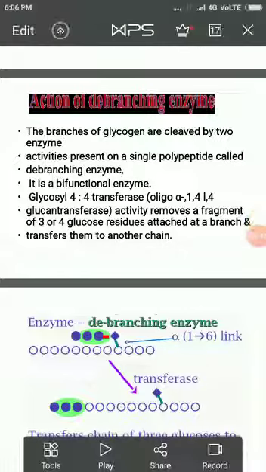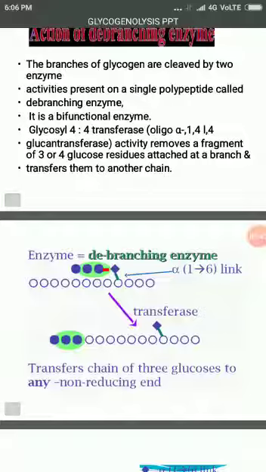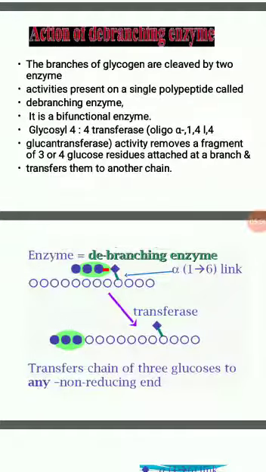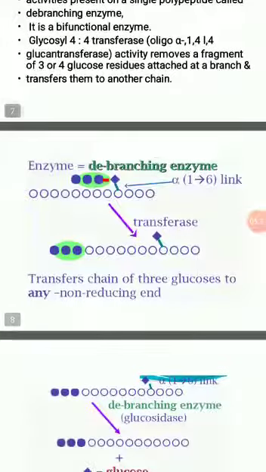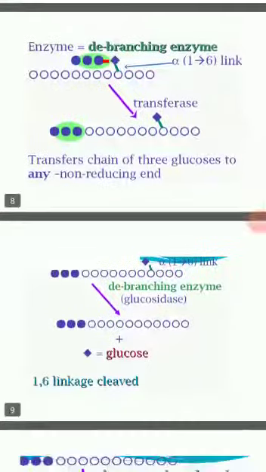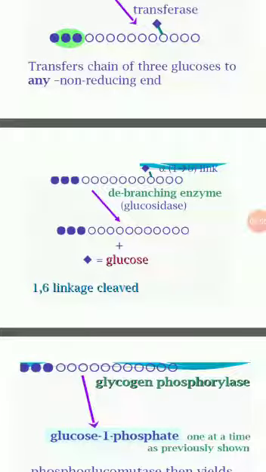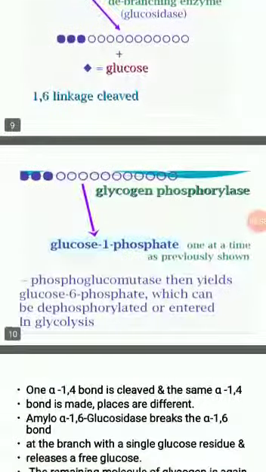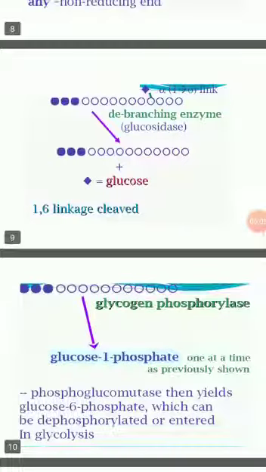That is the action of the debranching enzyme. So this particular transfer of 3 or 4 glucose residues to another chain. You can see here that one alpha 1,4 bond is cleaved, and the same alpha 1,4 bond is made at a different place.